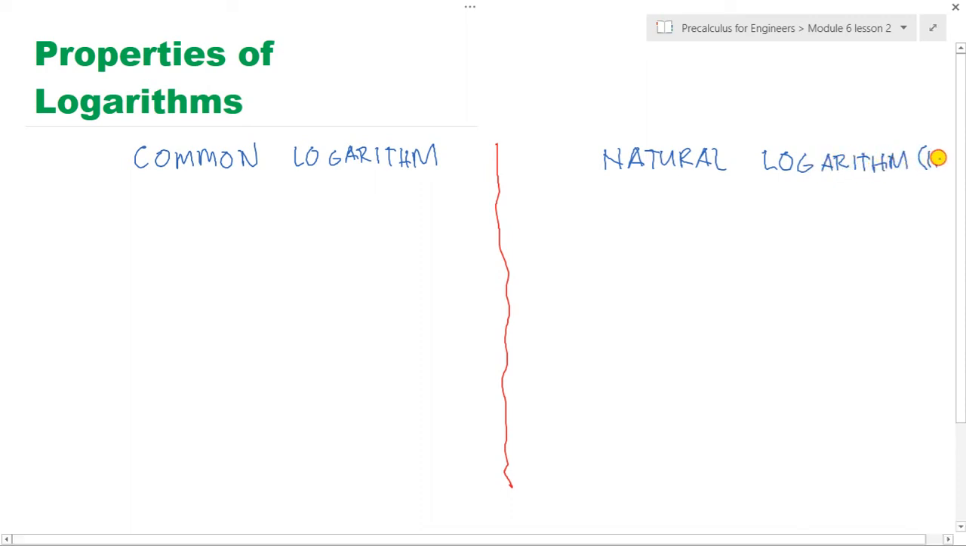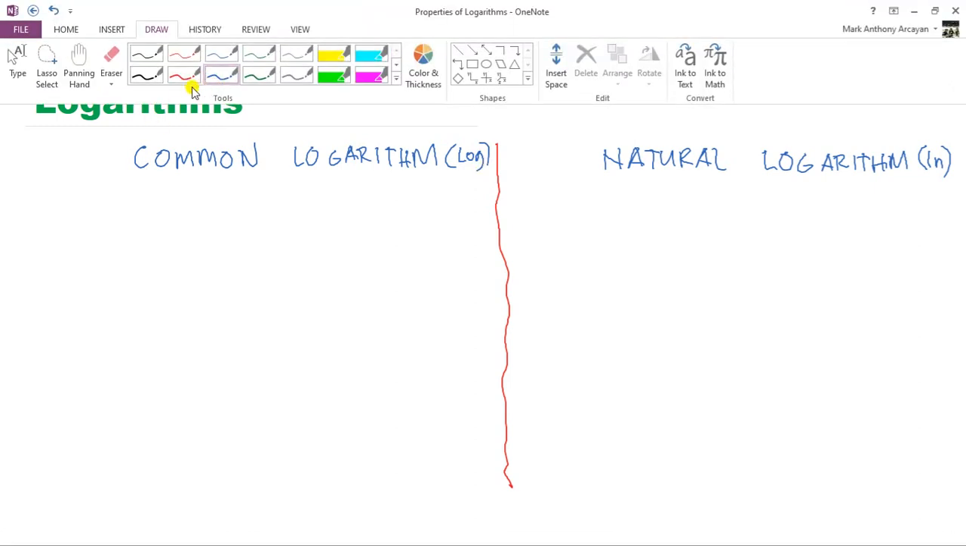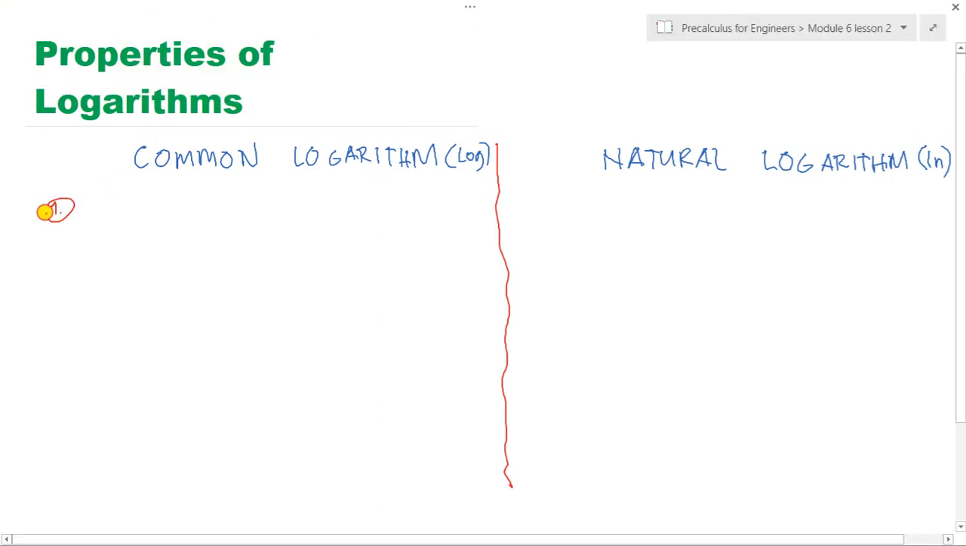So, ln na siya, ln. Nya ka na siya kay log. This one is log. Okay, ang pinakauna nga property class, the first property is kani siya, log of 1.